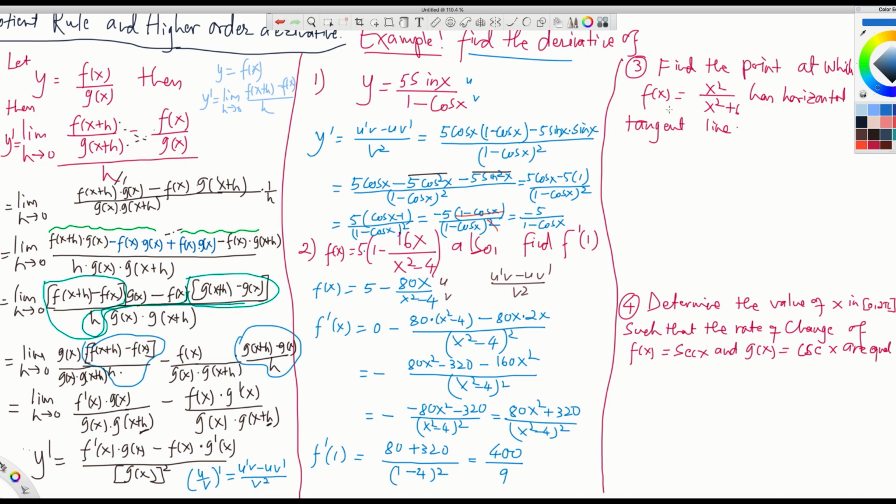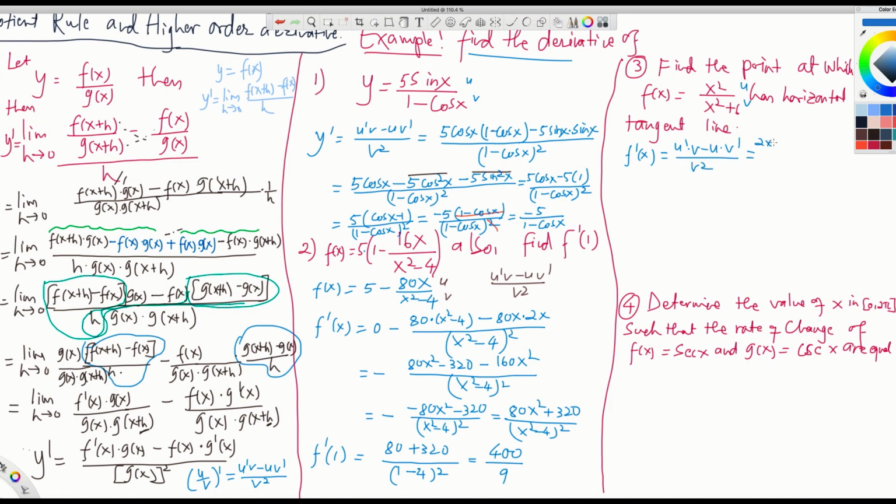Find the point at which f of x equals x squared over x squared plus 6 has a horizontal tangent. For a horizontal tangent, the derivative must be 0, right? So we want to find the point where the derivative is 0. So solution, let's find f prime. So again, this is like u, this is like v, right? So it is u prime times v minus u times v prime over v squared. That is the formula, right?